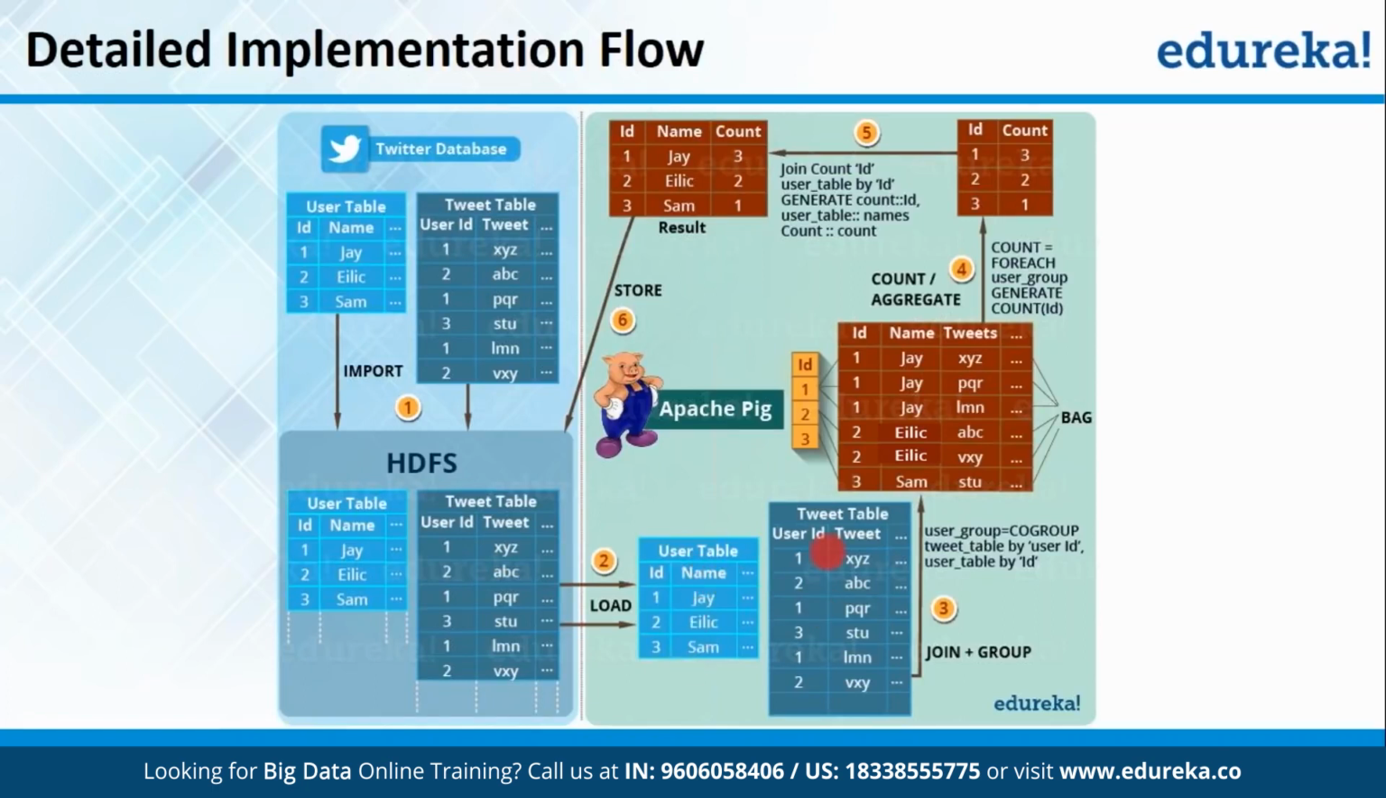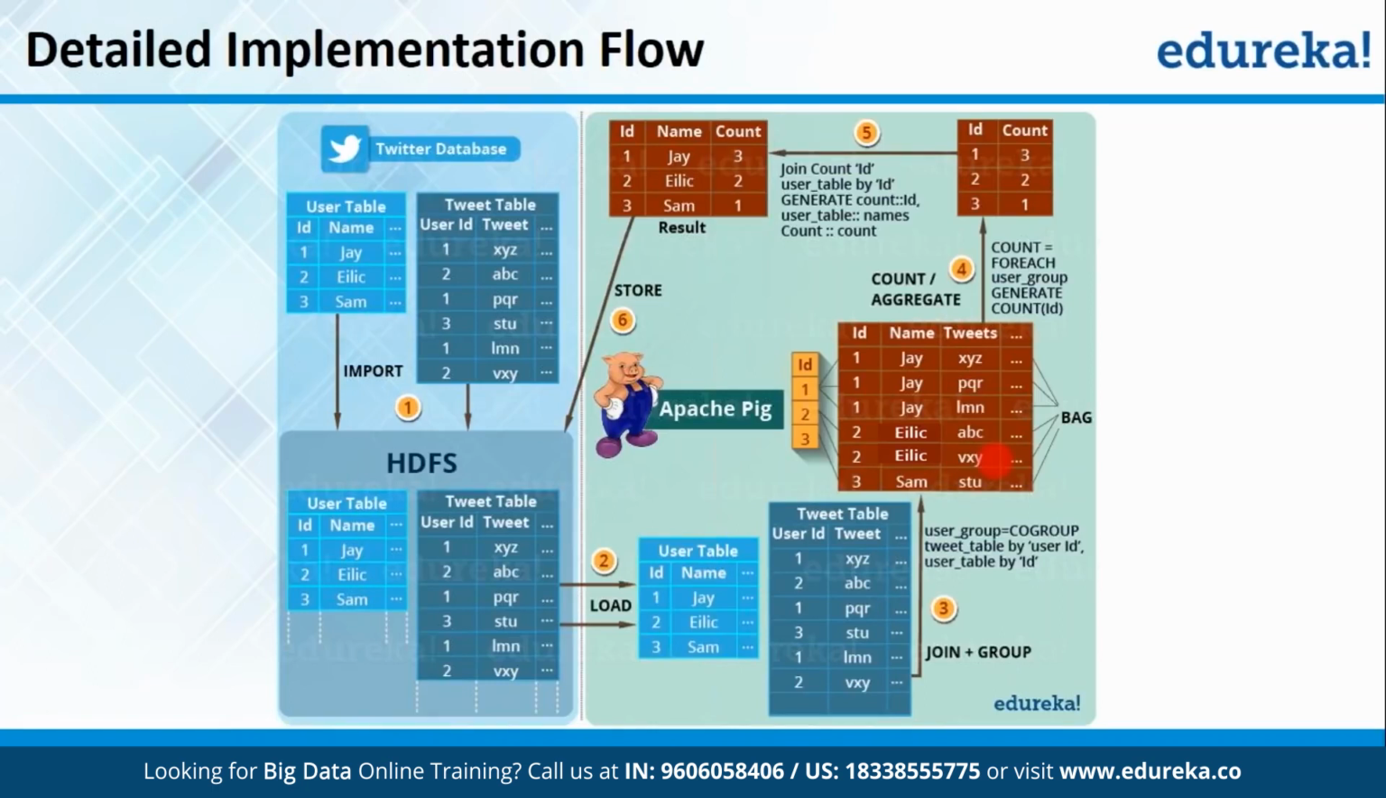One is user table and second is tweet table. Now the third step is, after loading the data into Apache Pig, what we are doing here is joining plus grouping the tables on the basis of user ID, and this is called co-group in Pig. So after the third step, this is what you receive as a result. So in the third step, we actually co-group the two tables.